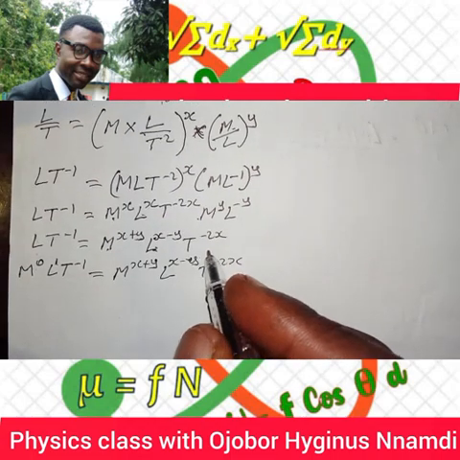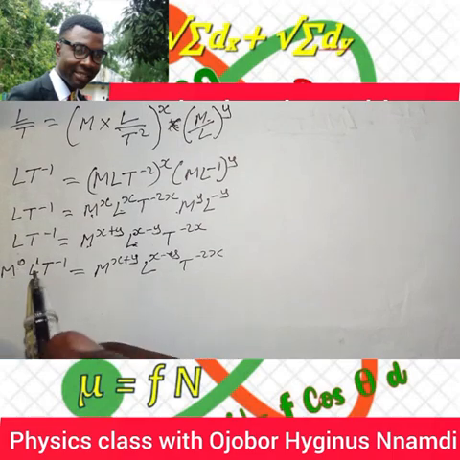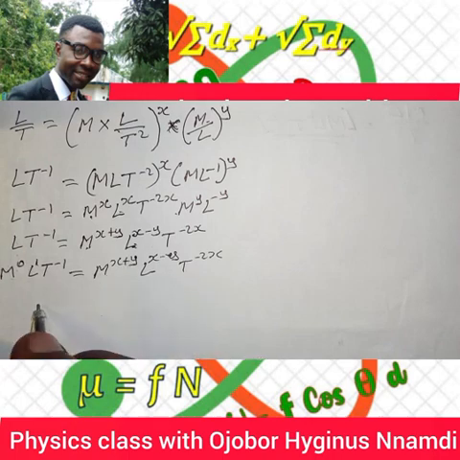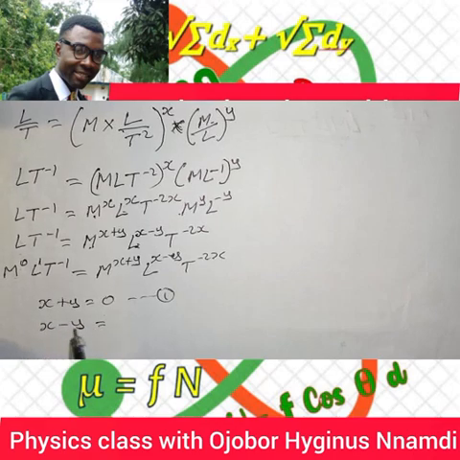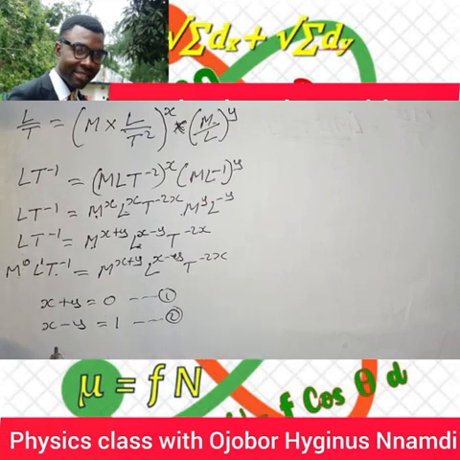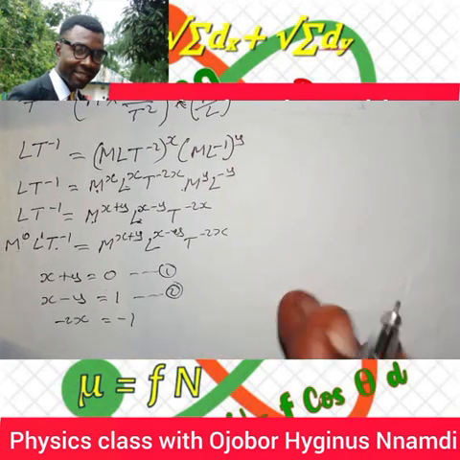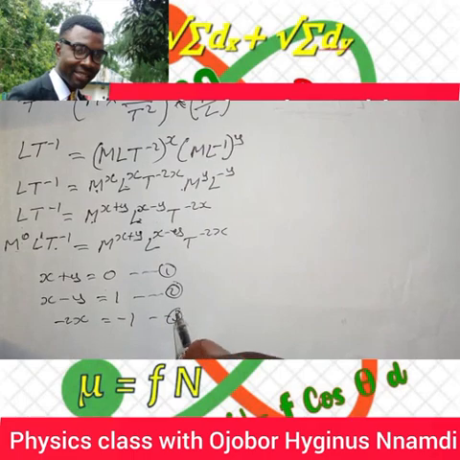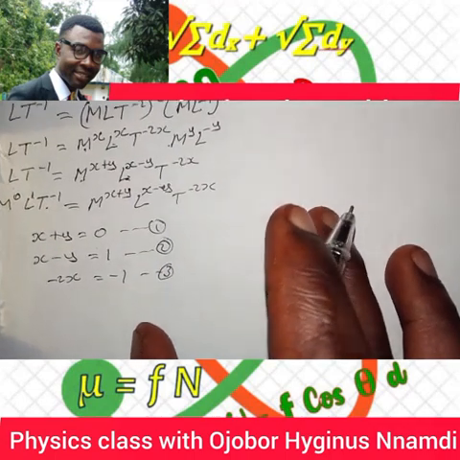So we compare the two quantities. We look at these and this. The m here and the m here, we will compare the power. So 0 here is equal to x plus y. So we are going to write it x plus y equals 0, equation 1. We compare L and L here. We have x minus y equals 1, equation 2. And we compare t and t here. We have that minus 2x is equal to minus 1, equation 3. And we have 3 equations. So these 3 equations will help us to solve simultaneously and get the values of x and y.